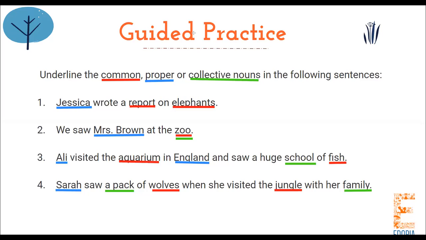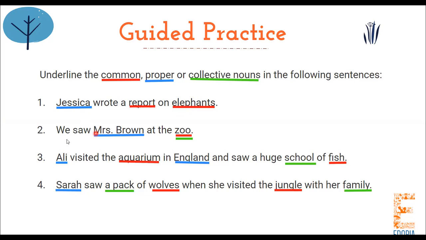Now, here we are back again. So, in the first sentence, Jessica wrote a report on elephants. Now, Jessica is the name of a person. It is a proper noun. Report can be any kind of report. Report can be a name of a thing. So, it is a common noun. And in the same way, elephants don't have a particular name. So, it's not like Dumbo the elephant or Jake the elephant. It's just elephants. So, it's a common noun.